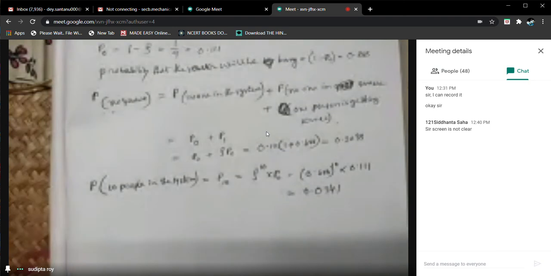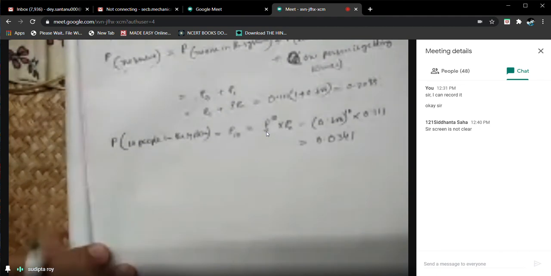So next question says, find the probability that there are 10 people in the system. Oh, that is what we have found out. Next question. Probability that there are 2 or more people in the system.